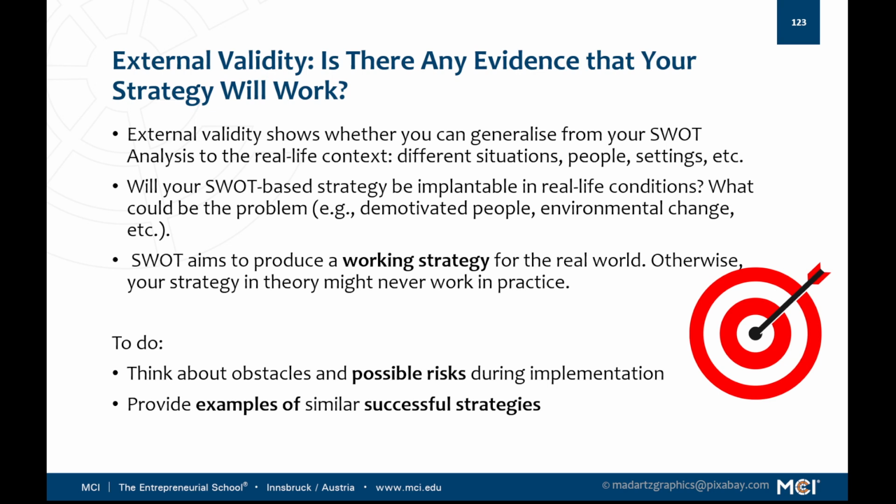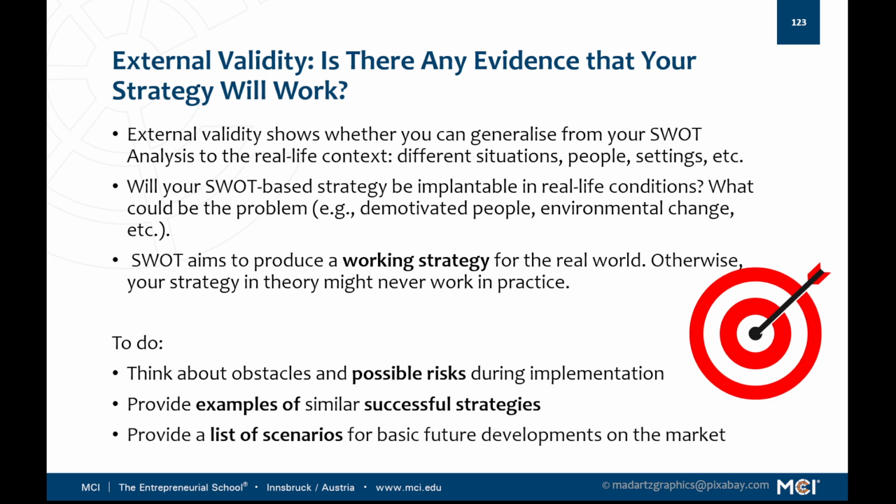Some firms may have done something like this in a different market, maybe in different volume, but it can be an indication that the strategy that you suggest will work indeed. This is what we call the external validity. And you cannot be sure what is the single strategy, but you can make a list of scenarios and say that there are like 3 possible ways how the market will evolve. And for this, we have 3 strategies.